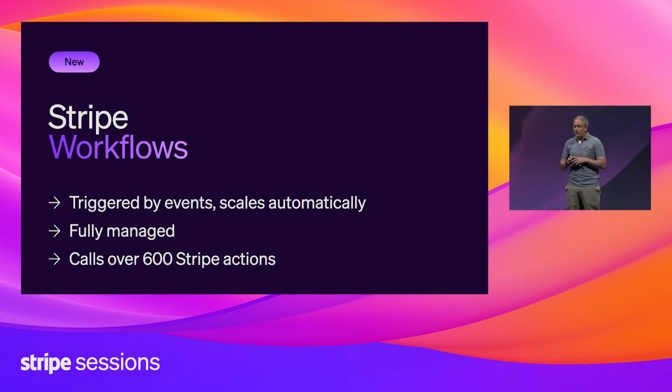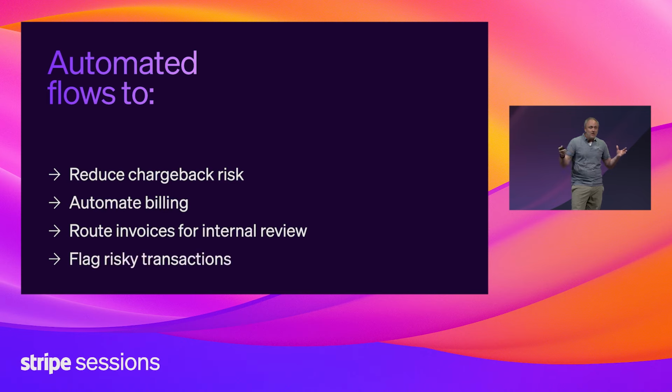And you can use workflows when you need a series of actions to happen in a particular order reliably, and you can do this to create a number of different customizations. You see, customers have told us that they want simpler, no-code ways to customize and extend Stripe. They want to build applications in Stripe that allow them to do things like reduce chargeback risk, automate billing runs, route invoices for internal reviews, flagging risky transactions, and we'll show you some examples of how you can build these applications in workflows in just a moment.